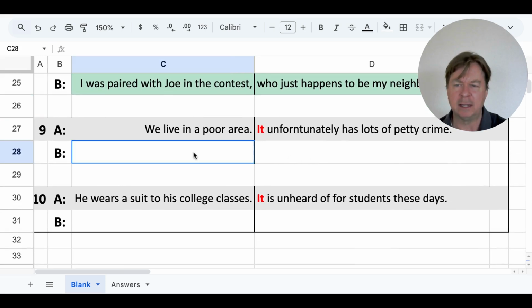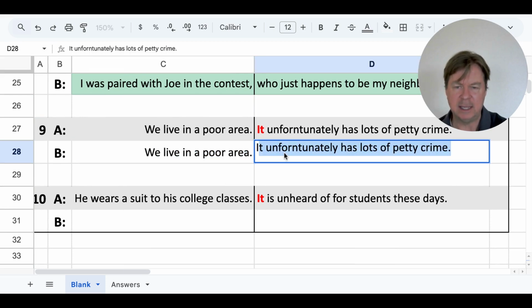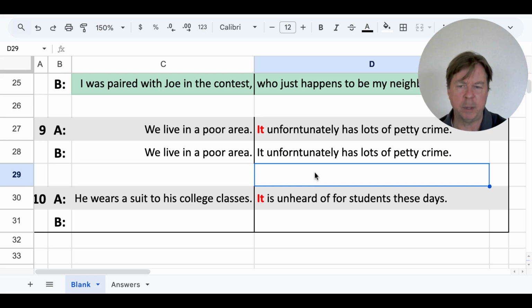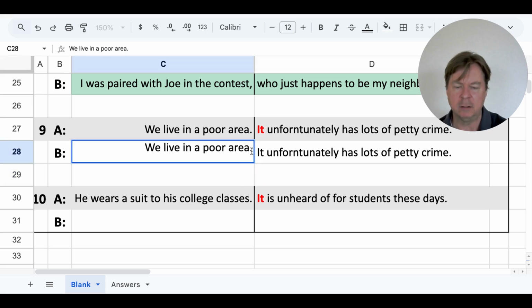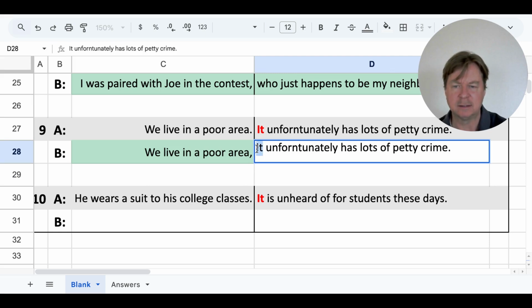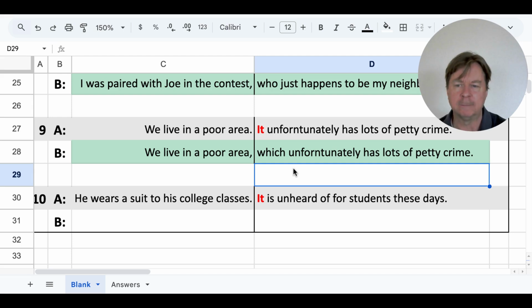Okay, number 9. We live in a poor area. It unfortunately has lots of petty crime. So again, remove the period, add a comma, remove it as the subject pronoun, replace it with which, and we are done. By the way, petty crime is small crime. We say small crime sometimes, like theft, or mainly it's theft, like stealing stuff we consider petty crime.